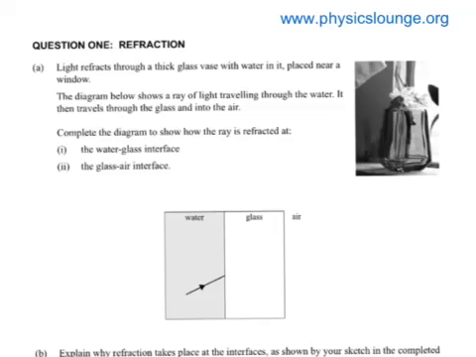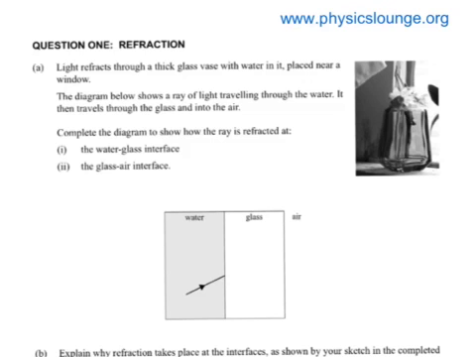So we've got question 1 on refraction. Light refracts through a thick glass vase, or vase, depending where you're from, how you'll say it, with water in it. It's placed near a window. I guess that's where the light's coming from. The diagram below shows a ray of light travelling through the water.